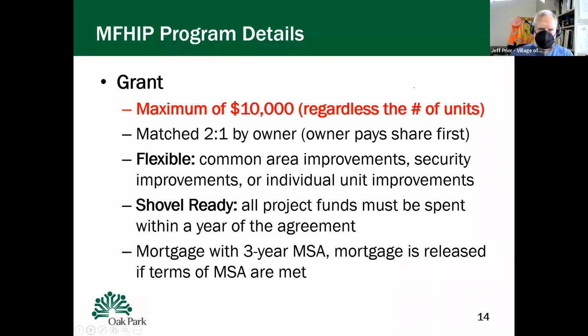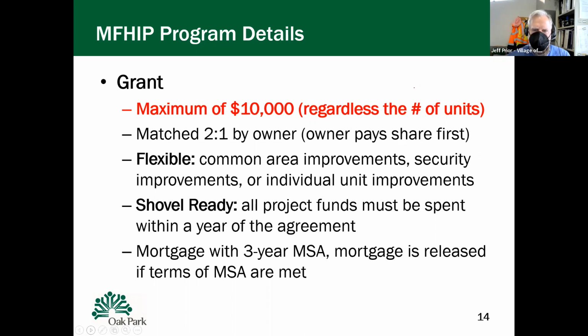So what are the program details with the multifamily housing incentive program? As I said, it's a grant, a maximum of $10,000, regardless of the number of units. I'm stressing this because in the past, the program was $1,000 per unit to a maximum of $10,000. Well, the Housing Programs Advisory Committee, who oversees this program, got rid of that as a way of trying to entice the smaller buildings, the 4, 5, 6 unit buildings, to participate in the program. They're going to get the same $10,000 as a larger building will.